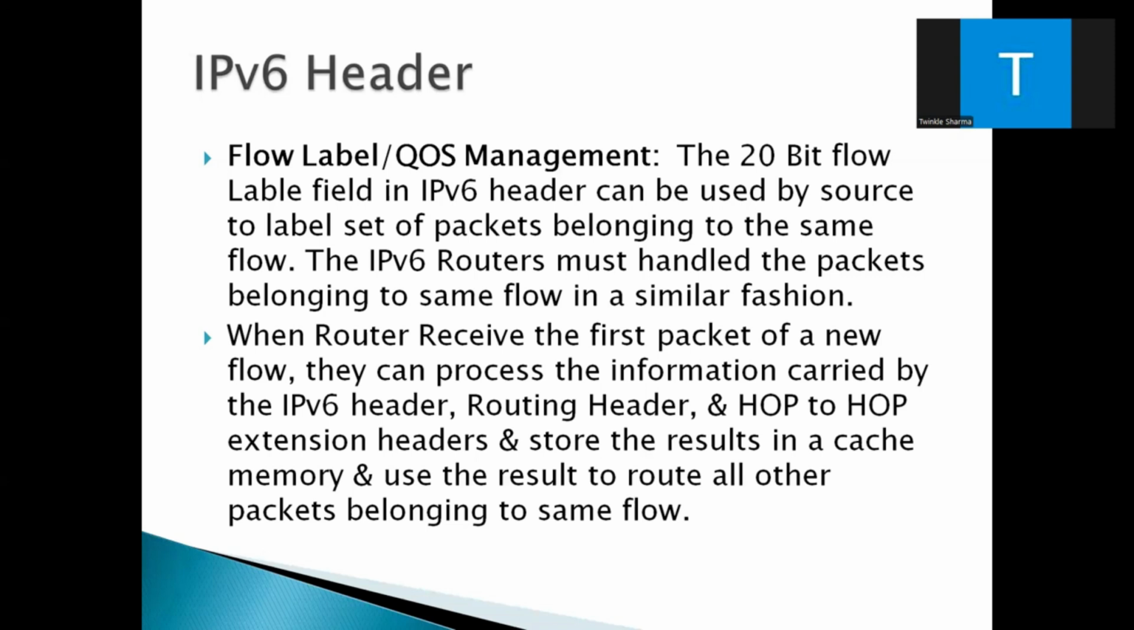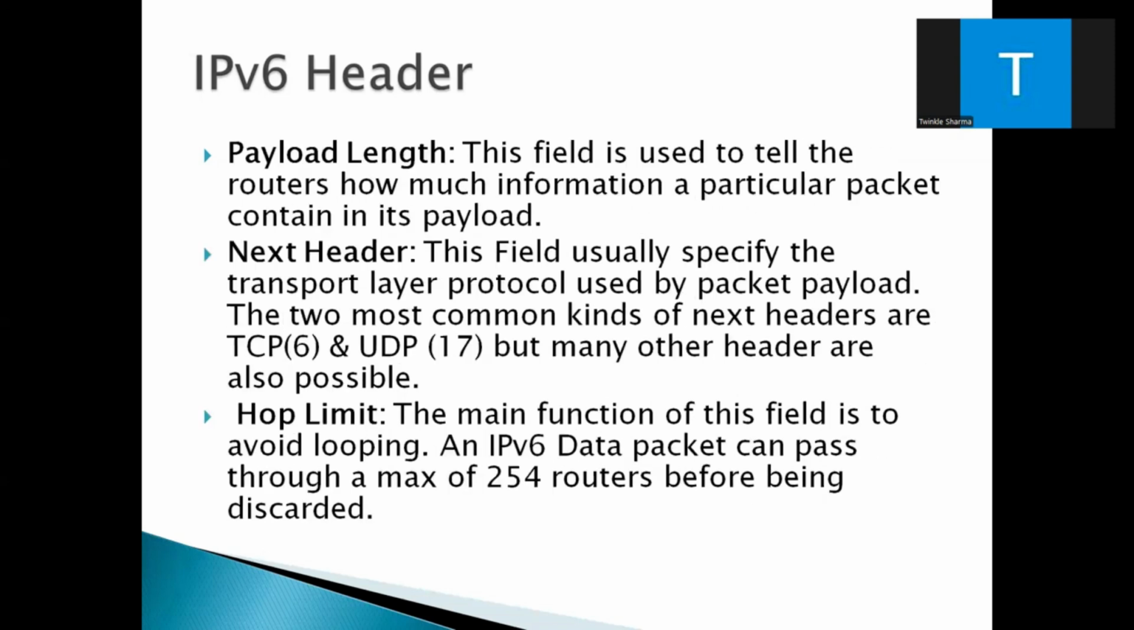Then we have payload length. This field is used to tell the routers how much information a particular packet contains in its payload. Then we have next header. This field usually specifies the transport layer protocol used by the packet payload. The two most common kinds of next headers are TCP, 6, and UDP, 17, but many other headers are also possible.